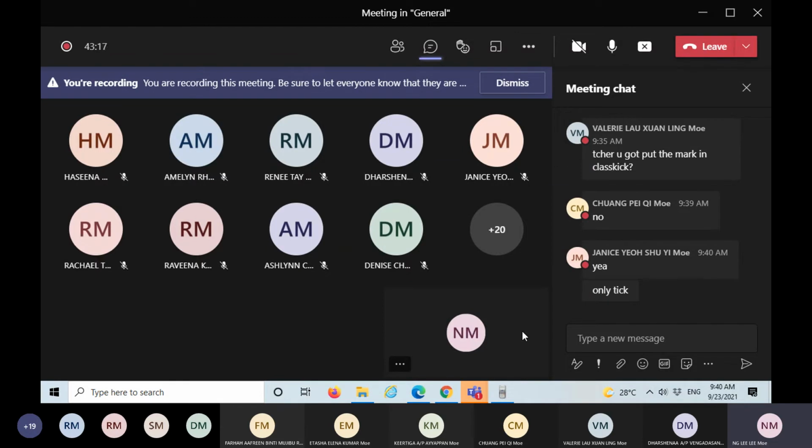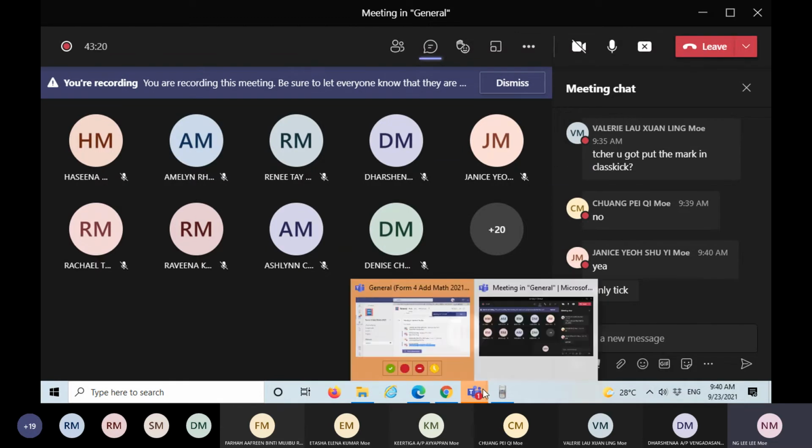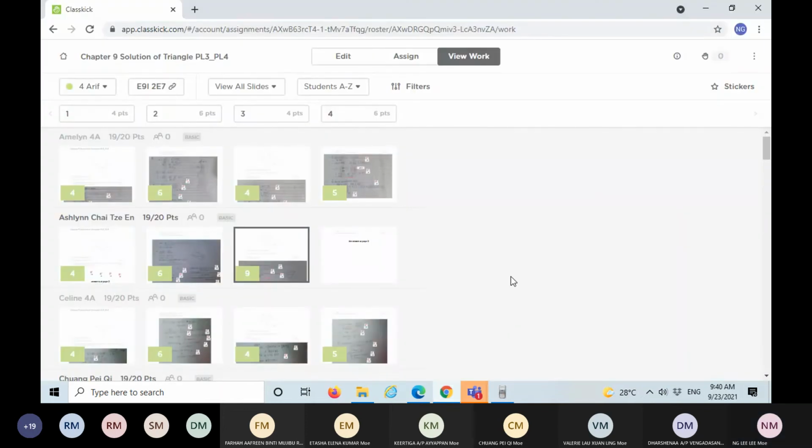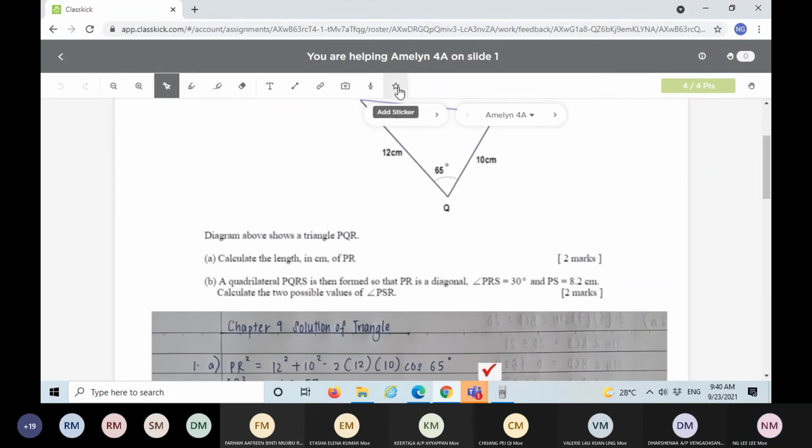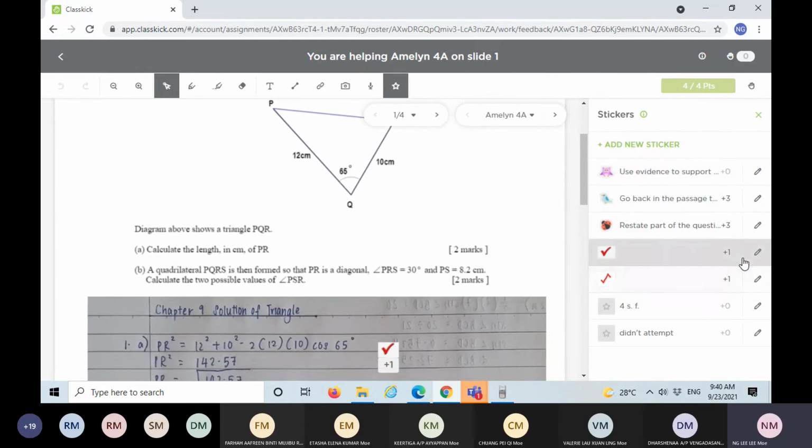Then you will see that there is a type of tick with an echo. Wait, how? Example, I click on Emelina. How to call out the sticker? If you see this type of tick, this one we call follow through. Why we have this follow through is because previously you got a wrong answer, but in the next step, you apply the wrong answer using the correct methods. So you will still get marks.